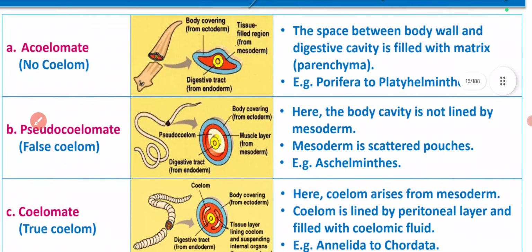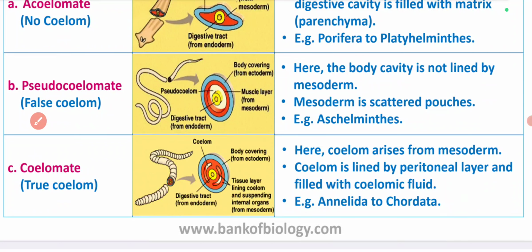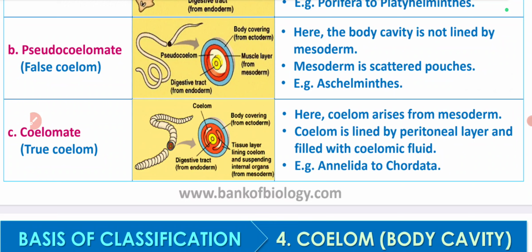Next, here again some examples you can see. Planaria shows acoelomate. Here, in the body structure, the body covering is from ectoderm, the digestive tract from endoderm, and the tissue-filled region from mesoderm. Pseudocoelomate is seen in Aschelminthes. Pseudocoelom is found, with the digestive tract from endoderm, body cavity from ectoderm, and muscle layer from mesoderm. And coelomate, or true coelom, is found in Annelida to Chordata.